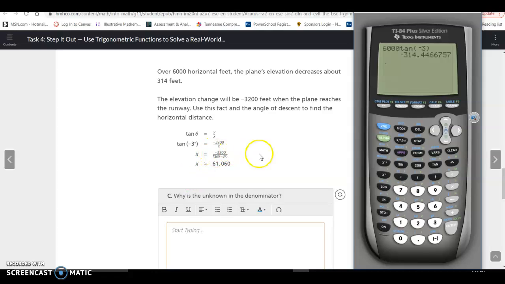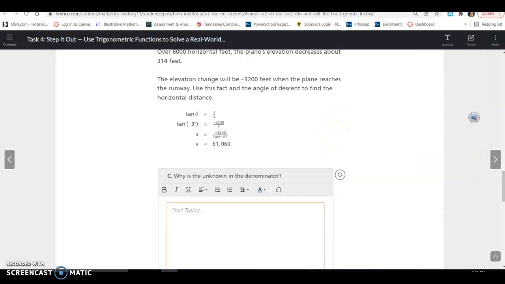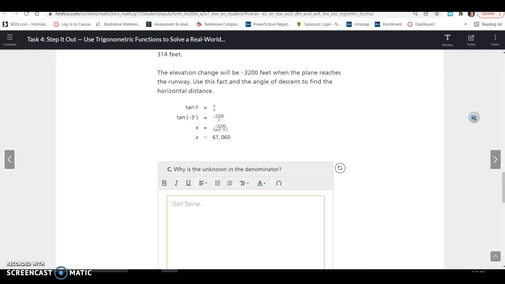So I'm going to type in -3,200 and divide that by tan of -3. And you see how I put this whole thing in parentheses as well, not just the -3, because I want to make sure that my calculator does this in the correct order. So I get 61,059.6374, which is roughly 61,060. So as long as you have it in the right mode and you type it in correctly, you should get that answer.